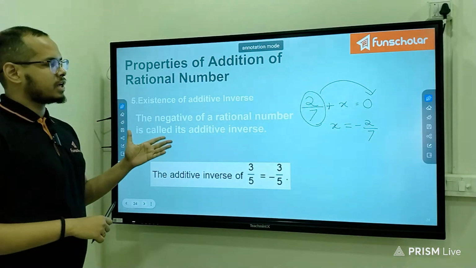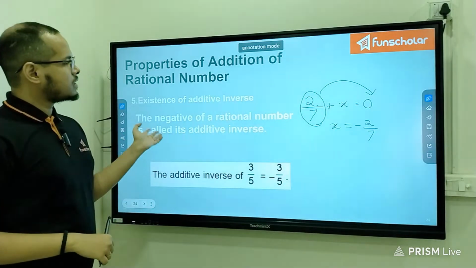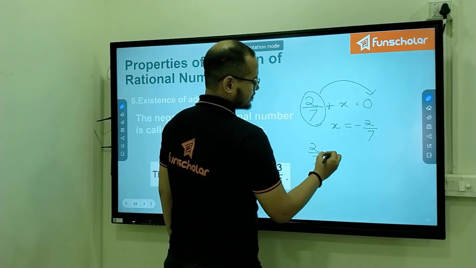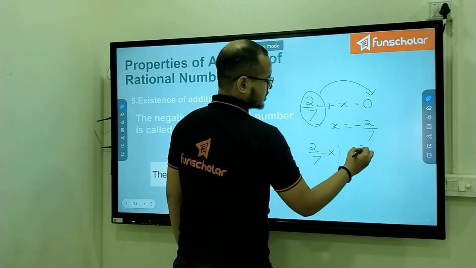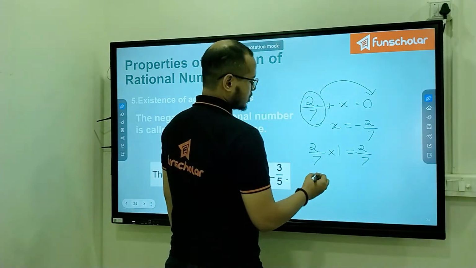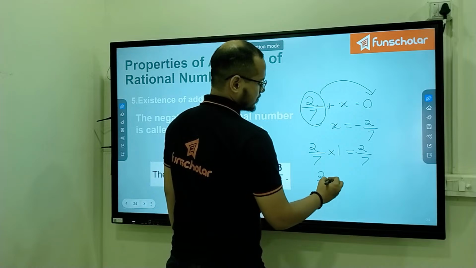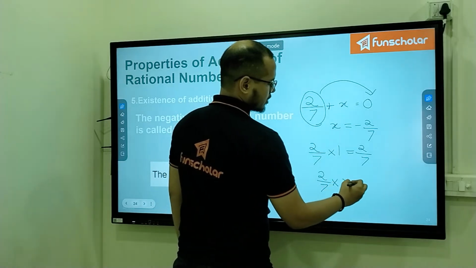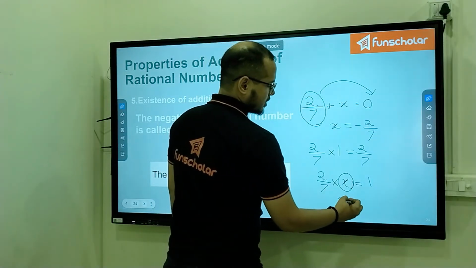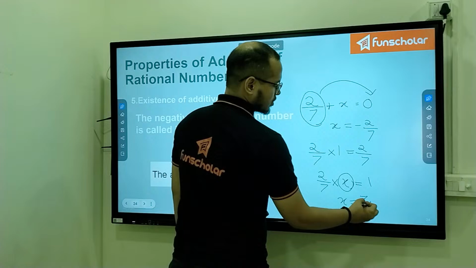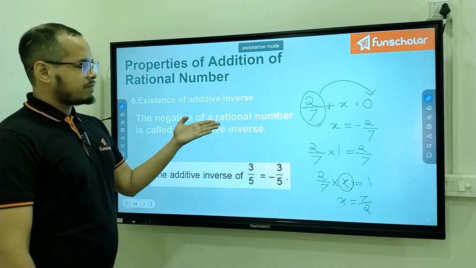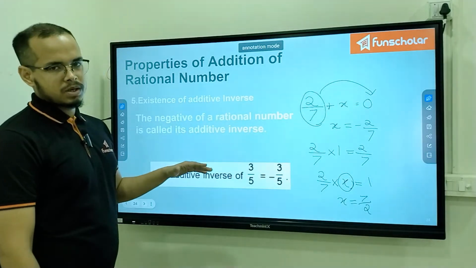Why? Because we are adding. That is it. Multiplicative inverse, let me explain it in one way only. I have 2 by 7 into 1 equal to 2 by 7. This is known as the multiplicative identity. The multiplicative inverse is what? 2 by 7 into what will give me 1? That will be the inverse or the reciprocal of that number, so 7 by 2. So we have done additive inverse, multiplicative inverse, additive identity, and multiplicative identity.